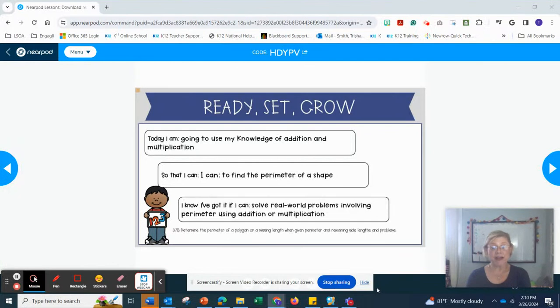Hello. All right, we're going to try this again. This is your math WAC for this go around. You're going to have until Friday morning to complete it. So this week, we're going to be using our knowledge of addition and multiplication so that we can find the perimeter of a shape. We know we've got it if we can solve real world problems using addition and multiplication.